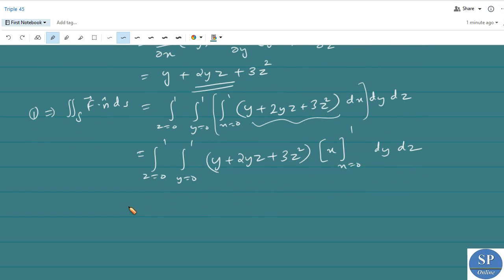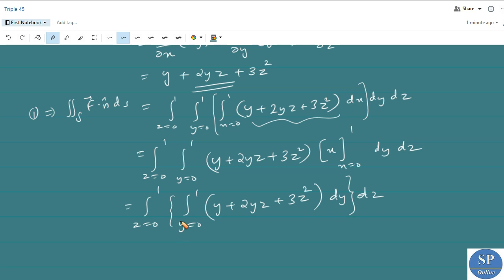So z varies from 0 to 1, y varies from 0 to 1. y plus 2yz plus 3z square into 1 minus 0, dy dz. Now next we have to integrate this with respect to y.